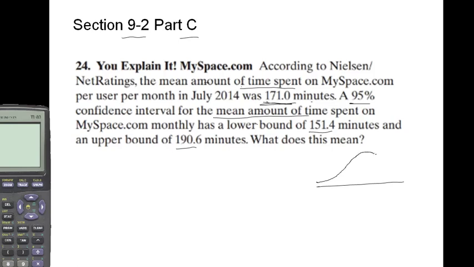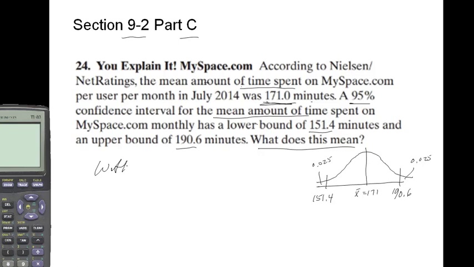We have this thing going on. We know that the X bar was equal to 171, and that was our point estimate. We know that this is 0.025 out here in the tails because of the confidence level being 95%. We know the upper bound was 190.6 and the lower bound was 151.4. So they're asking, what does this picture mean?